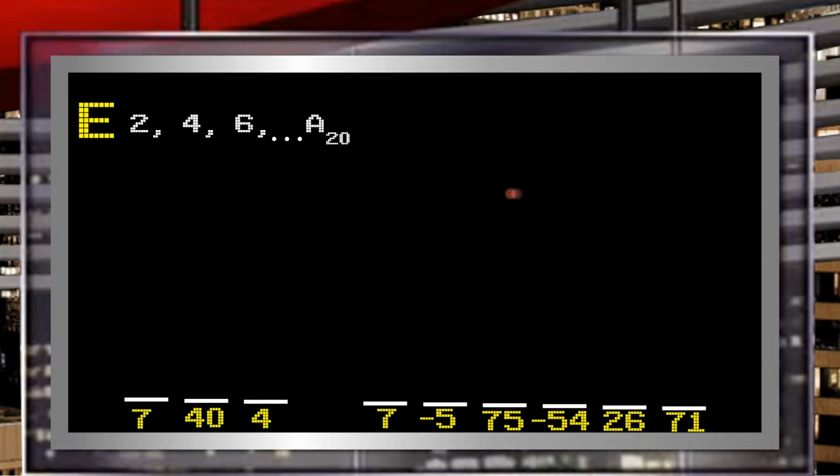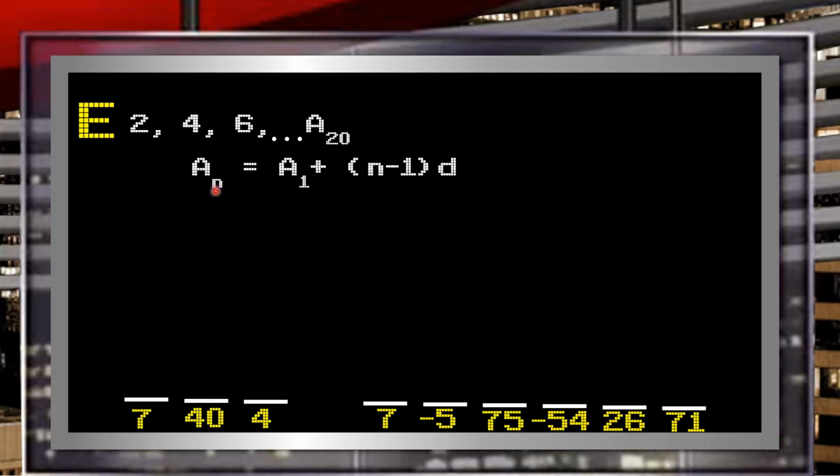Ano nga ulit ang formula sa pagkuha ng arithmetic sequence? Right. It's a sub n is equal to a sub 1 plus quantity n minus 1 times d. And remember, a sub n is the last term, a sub 1 is the first term, n is the number of terms, and d is the common difference.